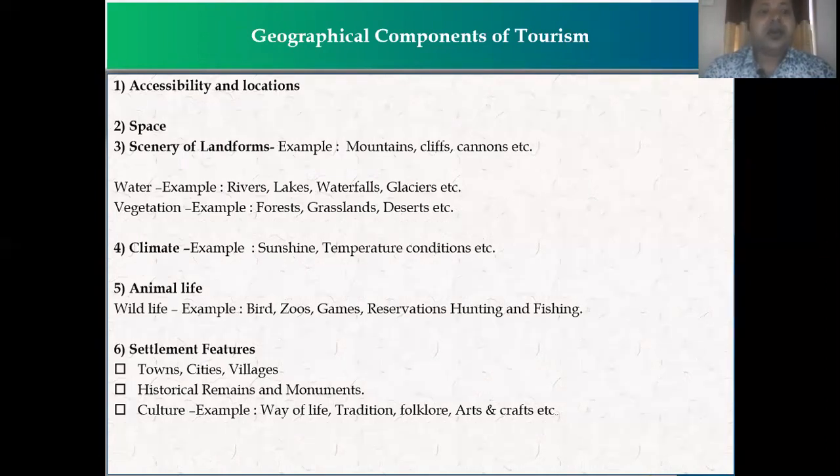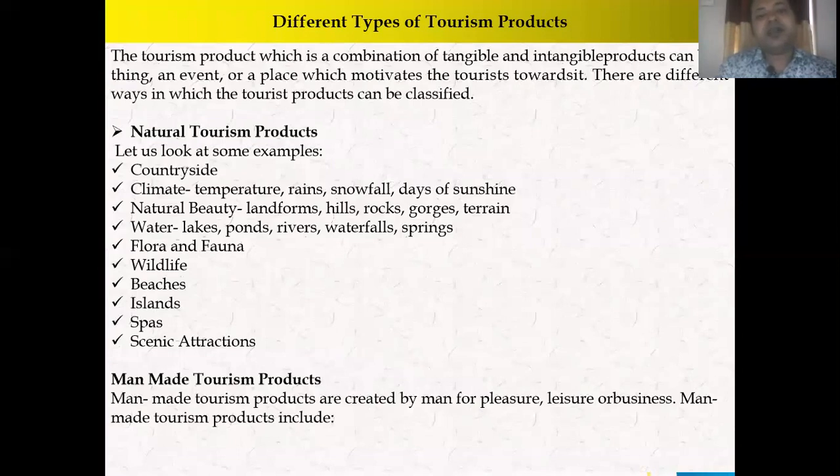Firstly, we would like to identify accessibility and location, whether the way of communication to this place is good or bad, whether the location is in a good place or not, and whether the space is very tourist friendly or not. Scenery of landforms like mountains, cliffs, canyons, etc., water, for example rivers, lakes, waterfalls, glaciers, and vegetation, for example forests, grasslands, deserts, etc. Climate and animal life also attract domestic and international tourists to visit certain places, and the settlement features like towns, cities, villages, historical remains and monuments, and culture, for example way of life, tradition, folklore, arts, and crafts, etc.